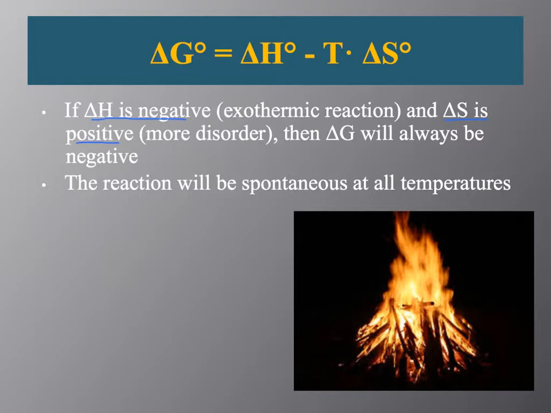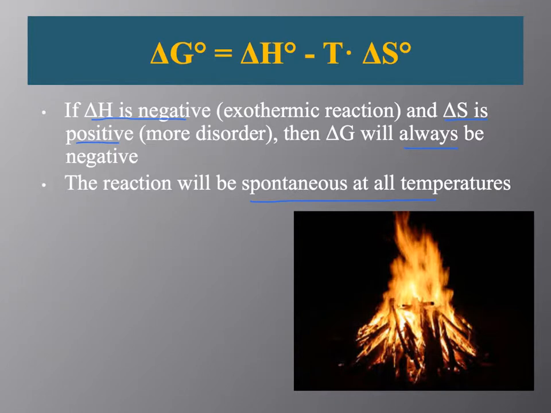So when both of those things are going in a direction that will encourage chemical reactions, then delta G will always be negative, and the reaction will be spontaneous at all temperatures. Combustion is an example of that. You are able to light a fire on the top of Mount Everest where it's very, very cold.